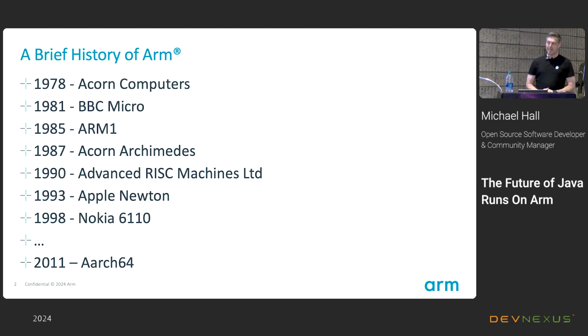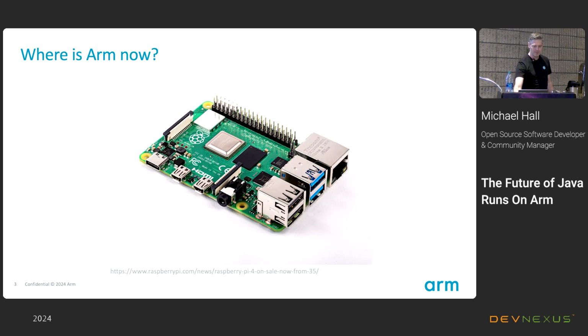A lot of other stuff happened in the mobile space and other spaces, so I'm going to skip ahead to the milestone that's going to be important for this talk, which was the introduction of our 64-bit instruction set architecture in 2011. This was an expansion of the ARM32 architecture that had previously been in use.